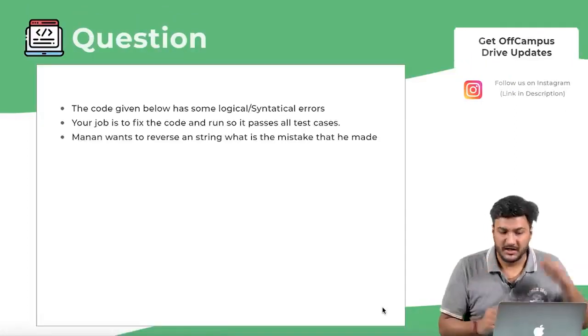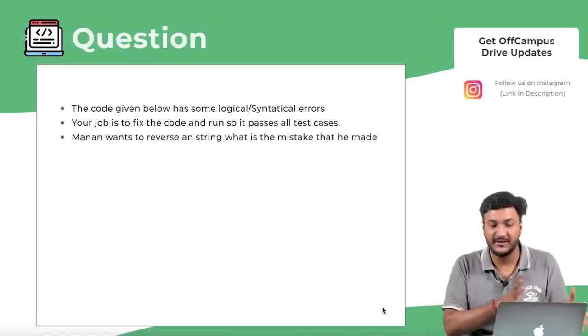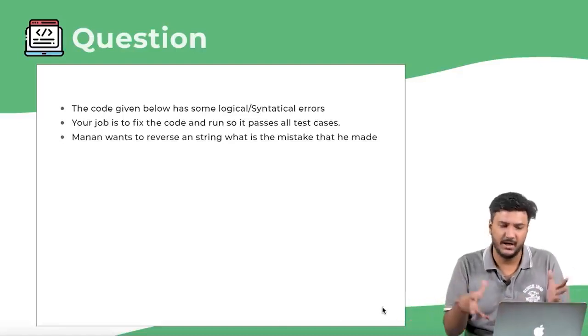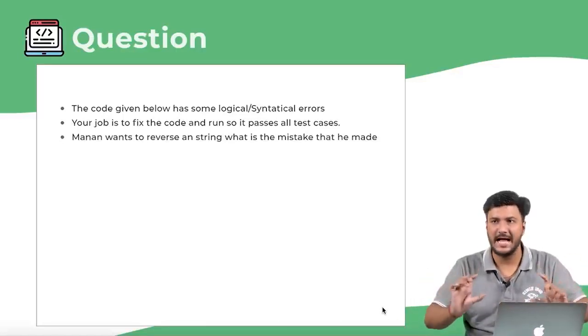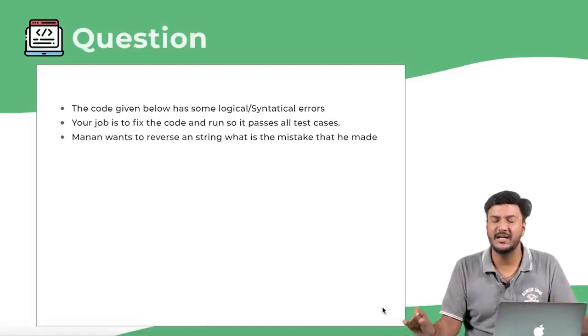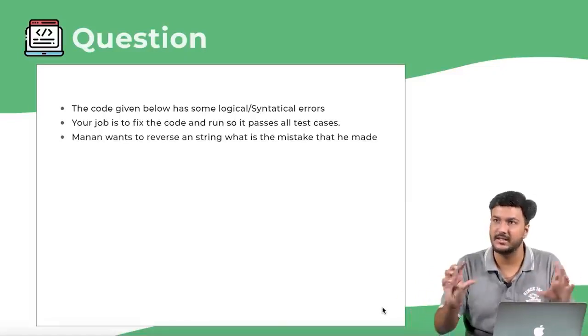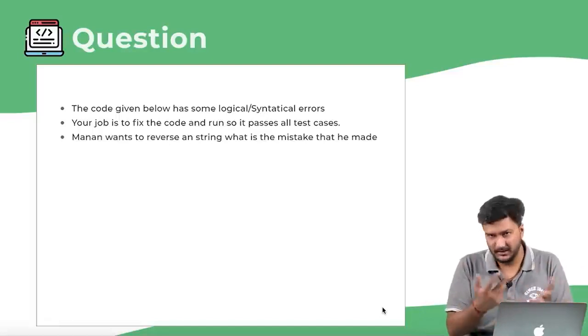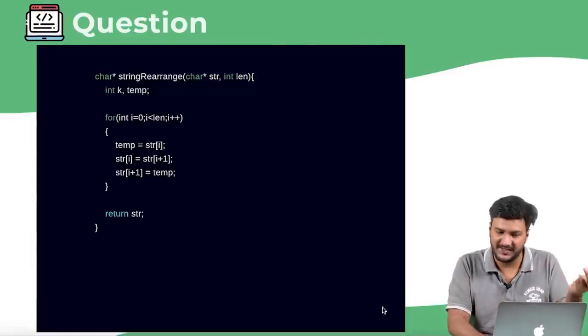Okay, so what Manan wants to do is reverse a string. Maybe it could be an array also, maybe it could be a string also, it depends, right? Manan wants to reverse an array. That array could be of int, that array could be of characters. In the case of characters, it's called a string, right? Now, what mistake has he made? In that case, obviously you have to find that out and fix it, right?